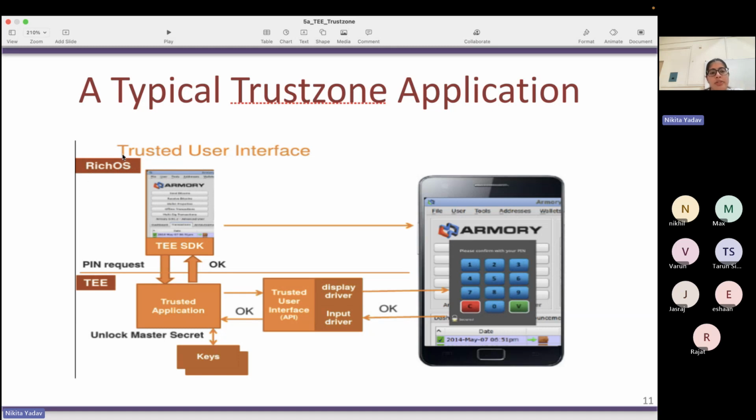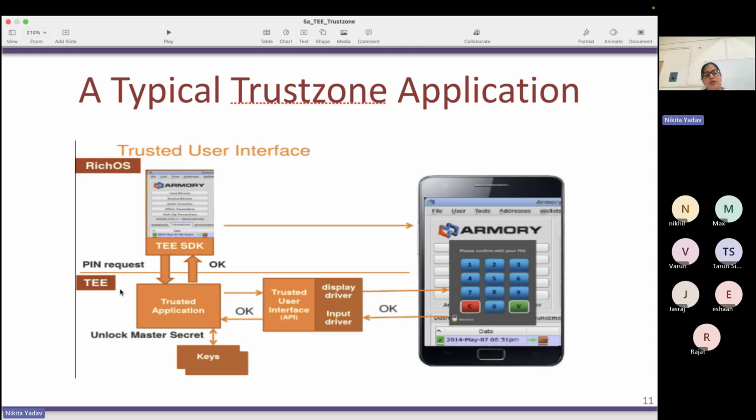It's called rich OS because it's the normal Linux OS which has so many features. It's a large code base and it has diverse features. So that's why it's called a rich OS, and your application is running on top of the rich OS. Now, if this application wants to talk to the trusted world, which is also called the secure world, also called the TEE, then this application is going to use the TEE SDK.